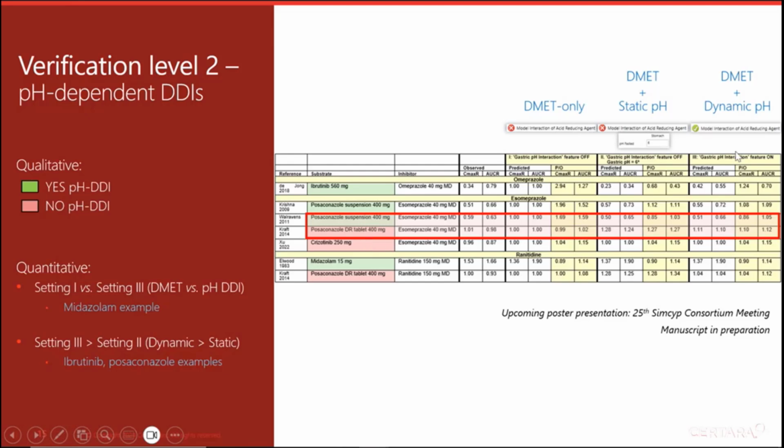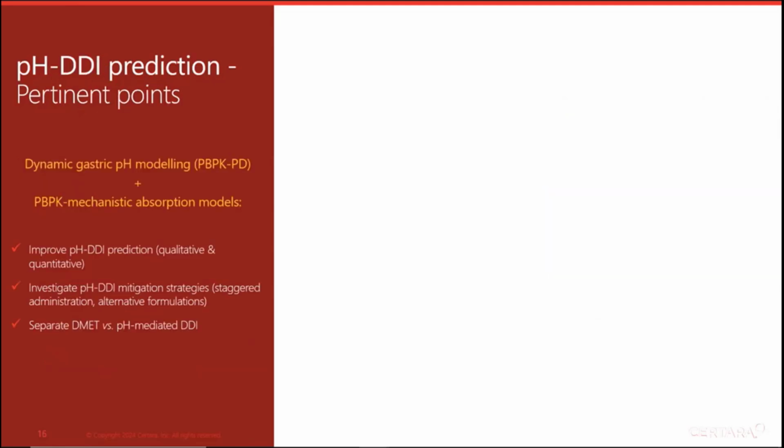And here we can show that with the dynamic approach, we were able to predict the presence and absence of the interaction correctly, whereas in the static worst case approach, we would have predicted the presence of an interaction for both formulations. So this just highlights the potential utility of the dynamic approach in terms of assessing such mitigation strategies.